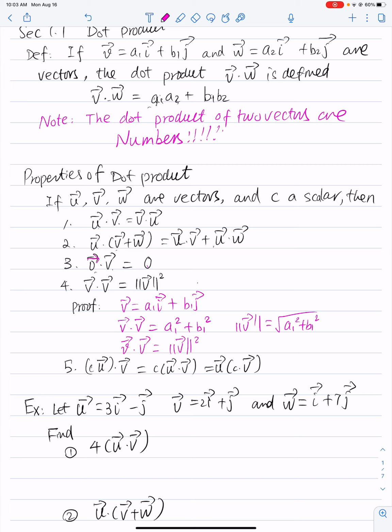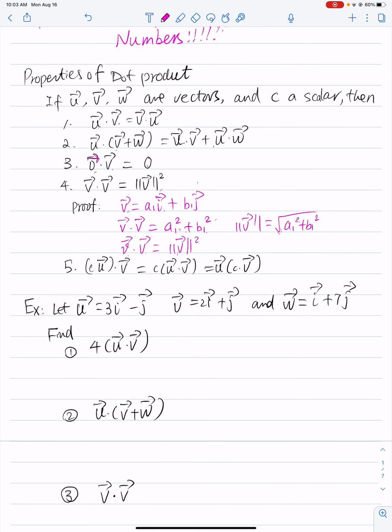The next property is that the dot product of a vector with itself is the square of the magnitude. So v equals a1, b1. The dot product using the formula is a1 squared plus b1 squared, and the magnitude is the square root of a1 squared plus b1 squared. So we know that this one is the square. The next one is the dot product with a scalar multiple of a vector: the scalar can be moved outside or moved to the other vector. That's typical.